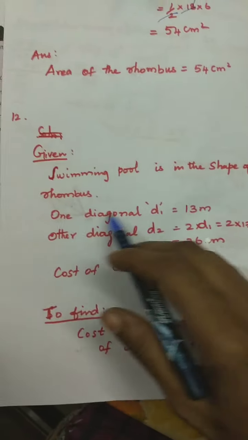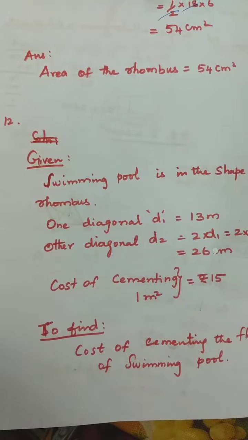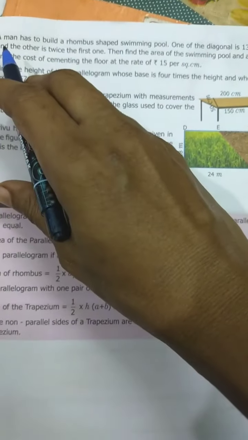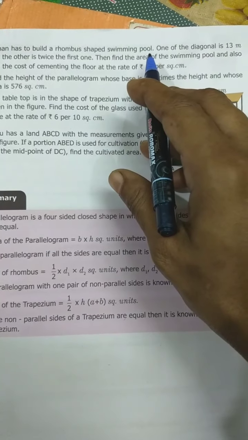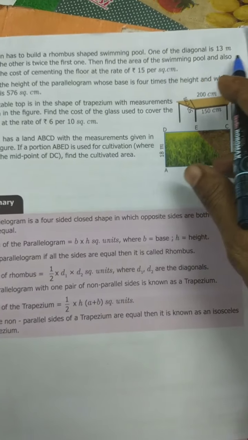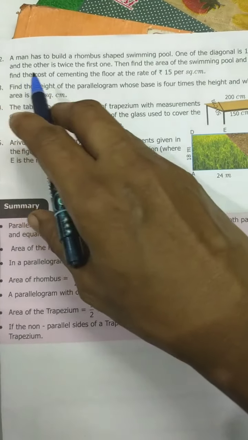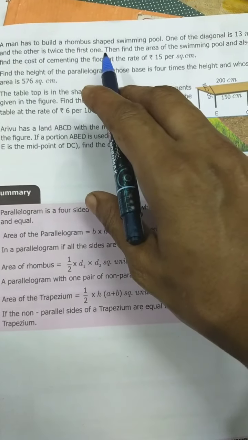Then the 12th problem. A man has to build a rhombus shaped swimming pool. One of the diagonals is 13 meter and the other is twice the first one.